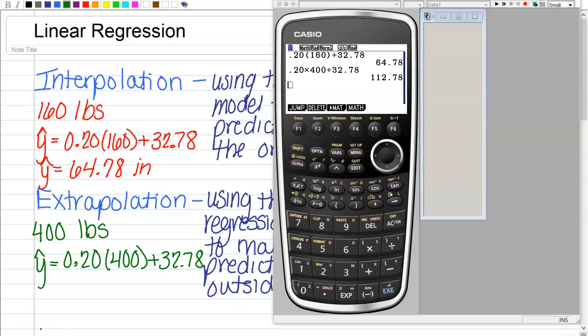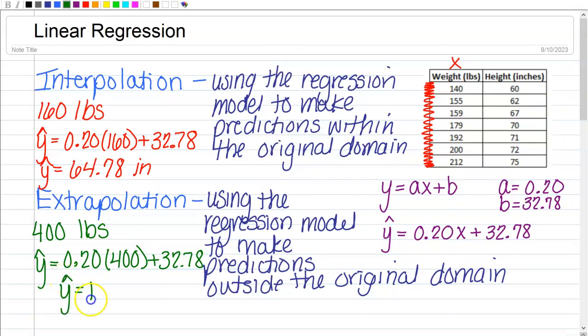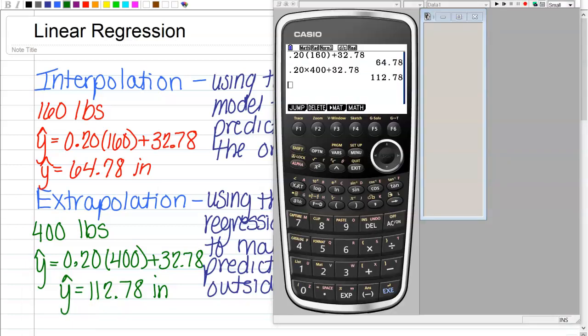Okay, this gives us a predicted height of 112.78 inches. But let's think about that for a second. 112.78 inches is really how many feet? Let's go ahead and divide that number by 12. This would mean that a 400-pound person is over 9 feet tall. That doesn't really make a lot of sense.